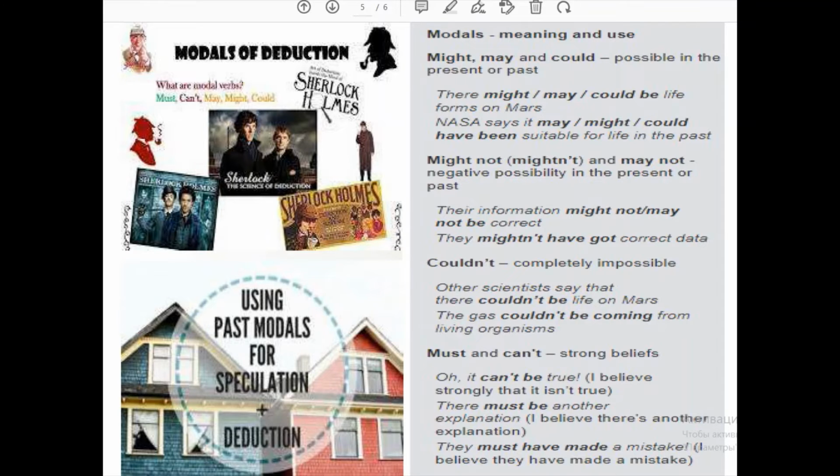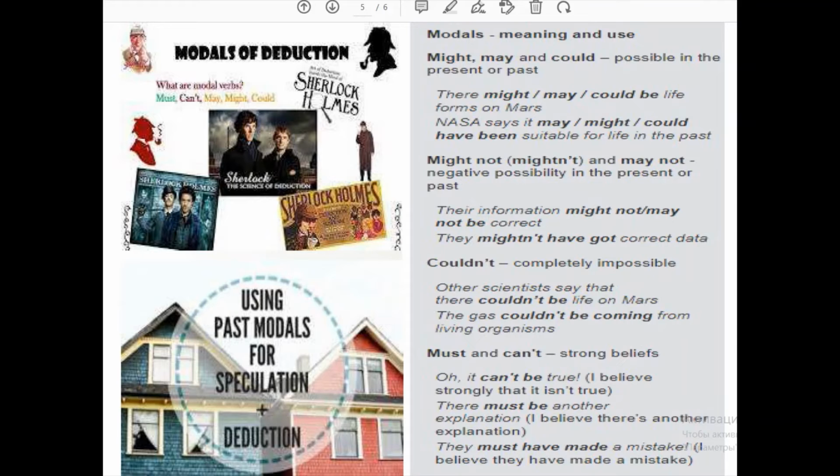We don't know for sure, so we make guesses and suggestions using the information that we have. Usually, you can use might, may, and could in the same way. We can also use might, may, and could for talking about what we consider was possible in the past. Might not, mightn't, and may not are used for talking about negative possibility.